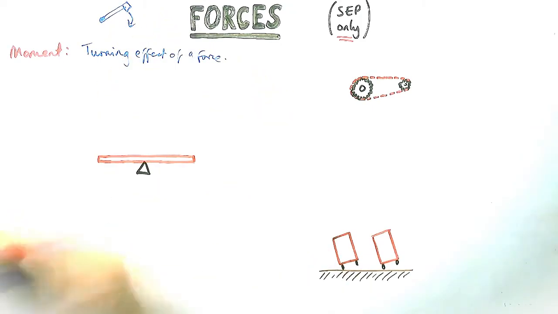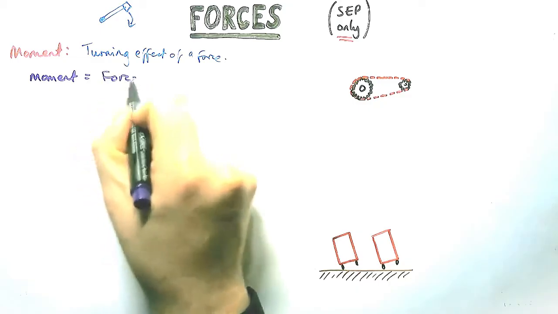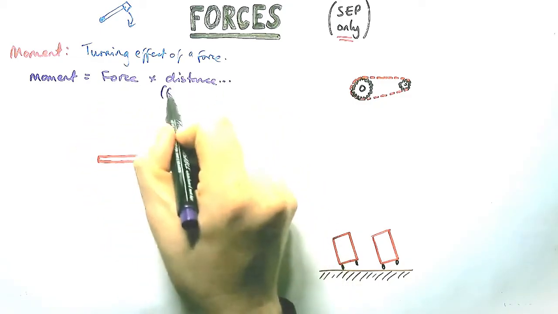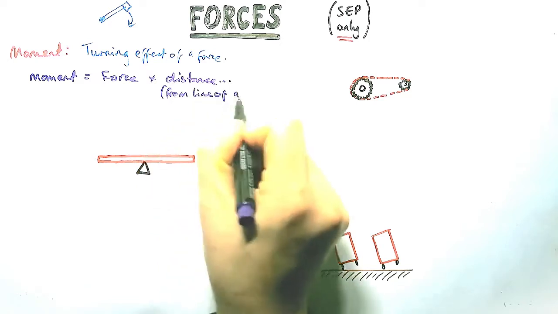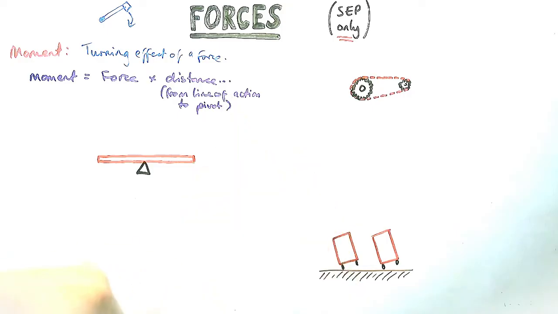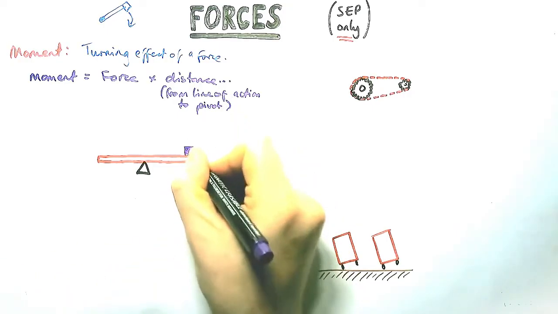We can calculate it using the equation moment equals force multiplied by distance, but not just distance, it is the perpendicular distance from the line of action of a force to a pivot. I'll explain what that means in a second with a diagram. Effectively, it will almost always be just regular distance, but there is an important distinction.